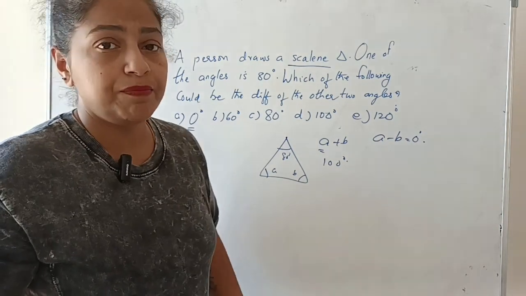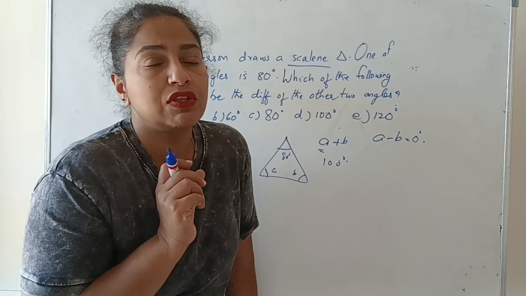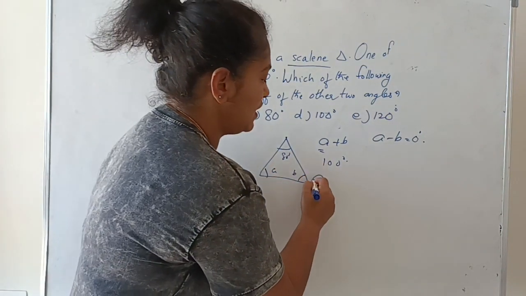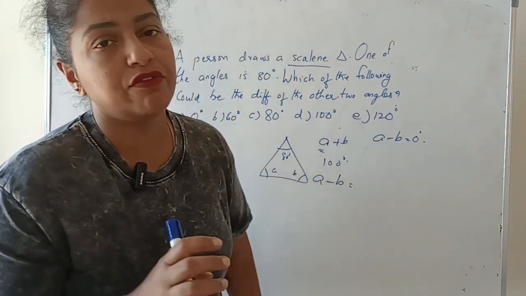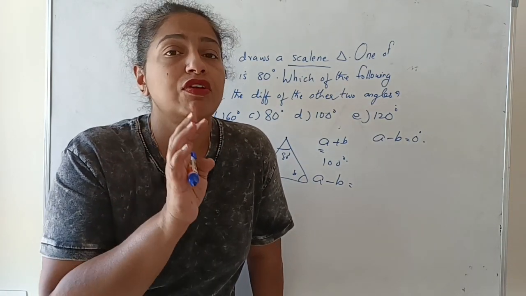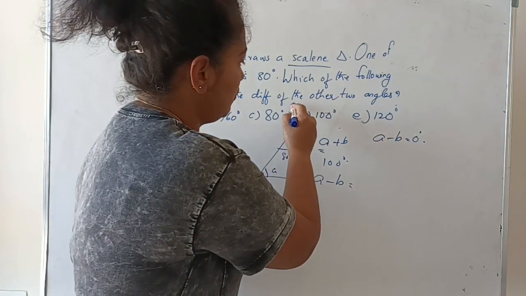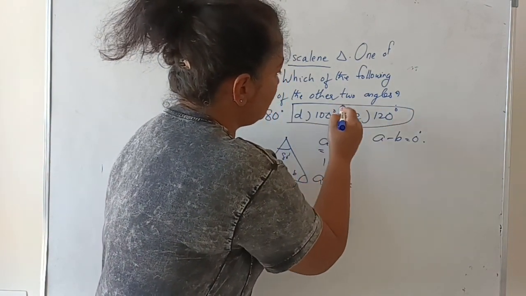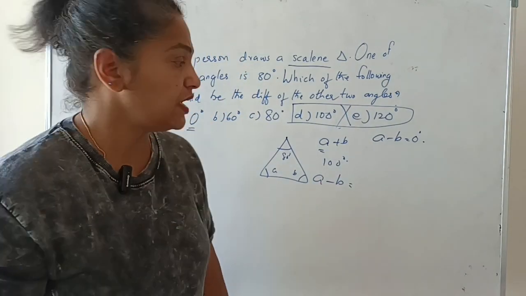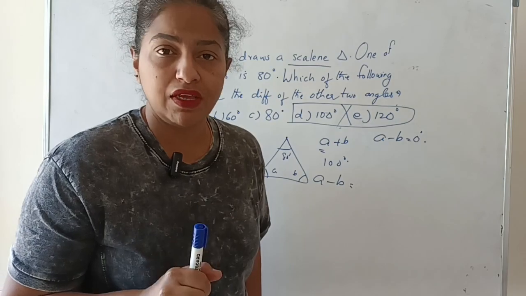Now another option that I can rule out: the sum of the other 2 angles is 100 degrees, so obviously the difference of the angles has to be lesser than 100 degrees. So I rule out D and E. Now what am I left with? I am left with 60 degrees and 80 degrees.